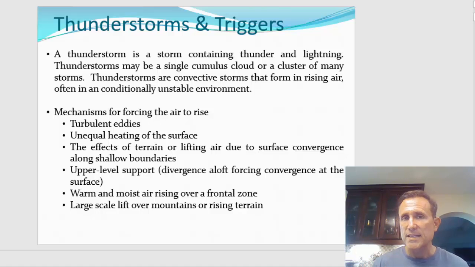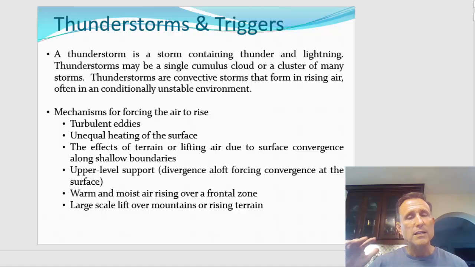So what are the mechanisms to initially get that particle to rise in that stable environment? Because again, conditionally unstable means stable at the low levels and unstable aloft. The mechanisms are very similar to the typical mechanisms to get air to rise. Turbulent eddies, meaning winds that swirl around objects, can force air to rise. We see that with some types of land-based systems that develop, like waterspouts and gustnadoes. Another is unequal heating of the Earth's surface. It can be a large area of hot asphalt creating an updraft, or maybe the urban heat island effect of an entire city.